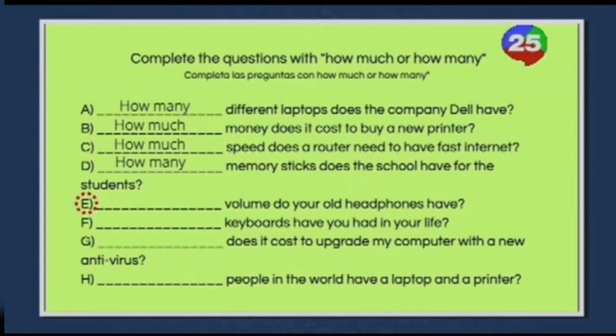Letter E. How much or how many? Yes, how much? How much volume do your old headphones have?